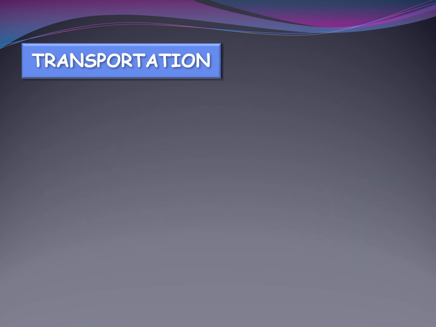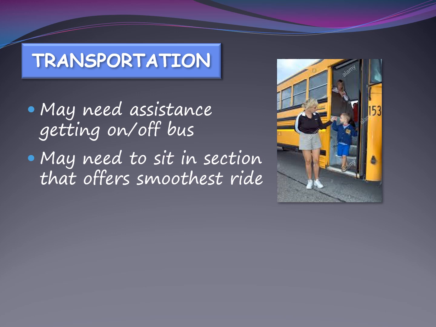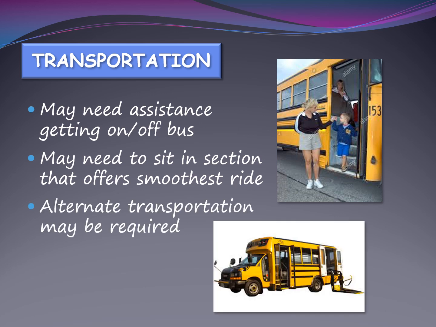A child with OI may need assistance when getting on and off the bus. They also may need to sit in a section of the bus that offers the smoothest ride. For some children with OI, other transportation options may need to be explored, such as a wheelchair-accessible bus or van.